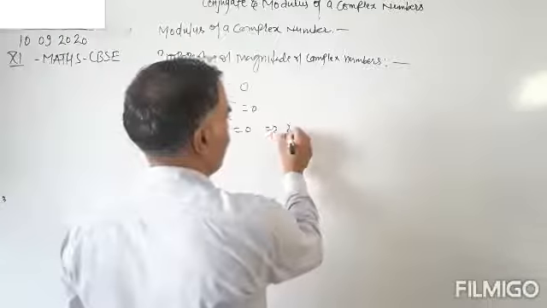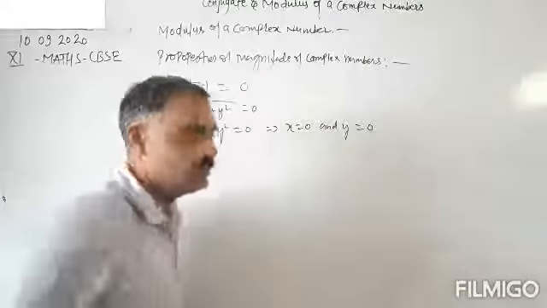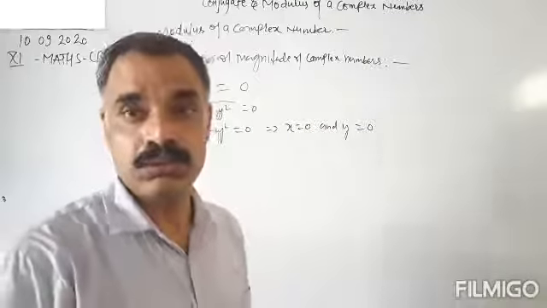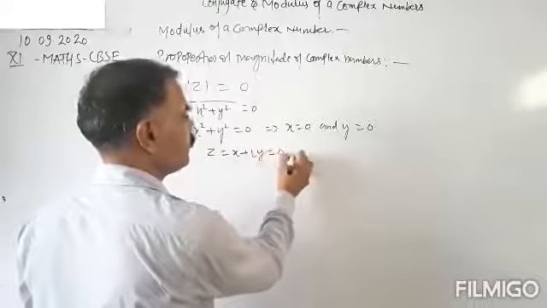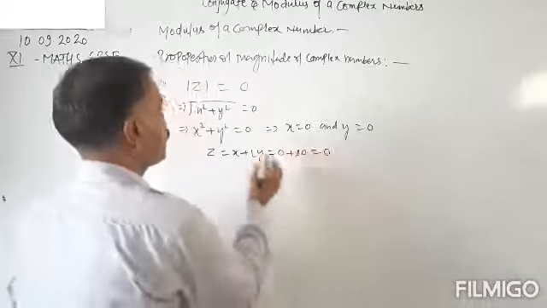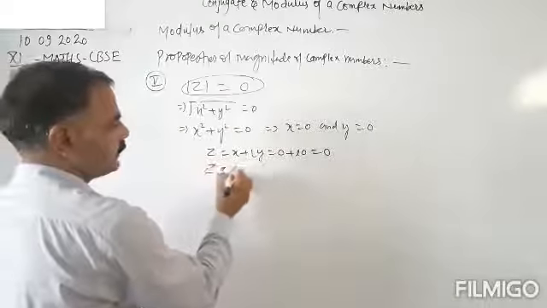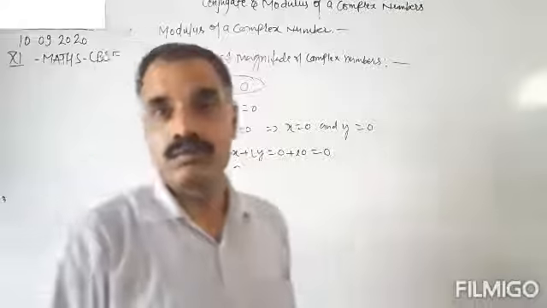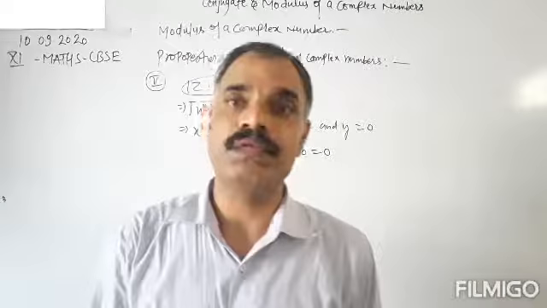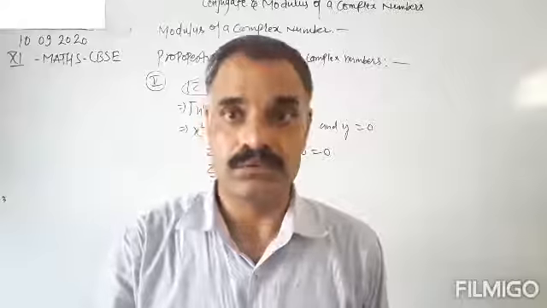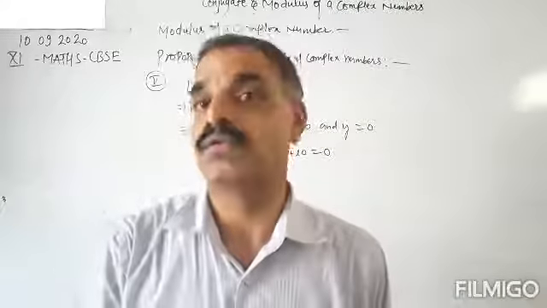That is why x equals 0 and y equals 0. Both are equal to 0. Means z equals x plus iota y equals 0 plus iota 0 equals 0. So if magnitude z equals 0, then the complex number is 0. We can conclude that the magnitude of a zero complex number is 0.